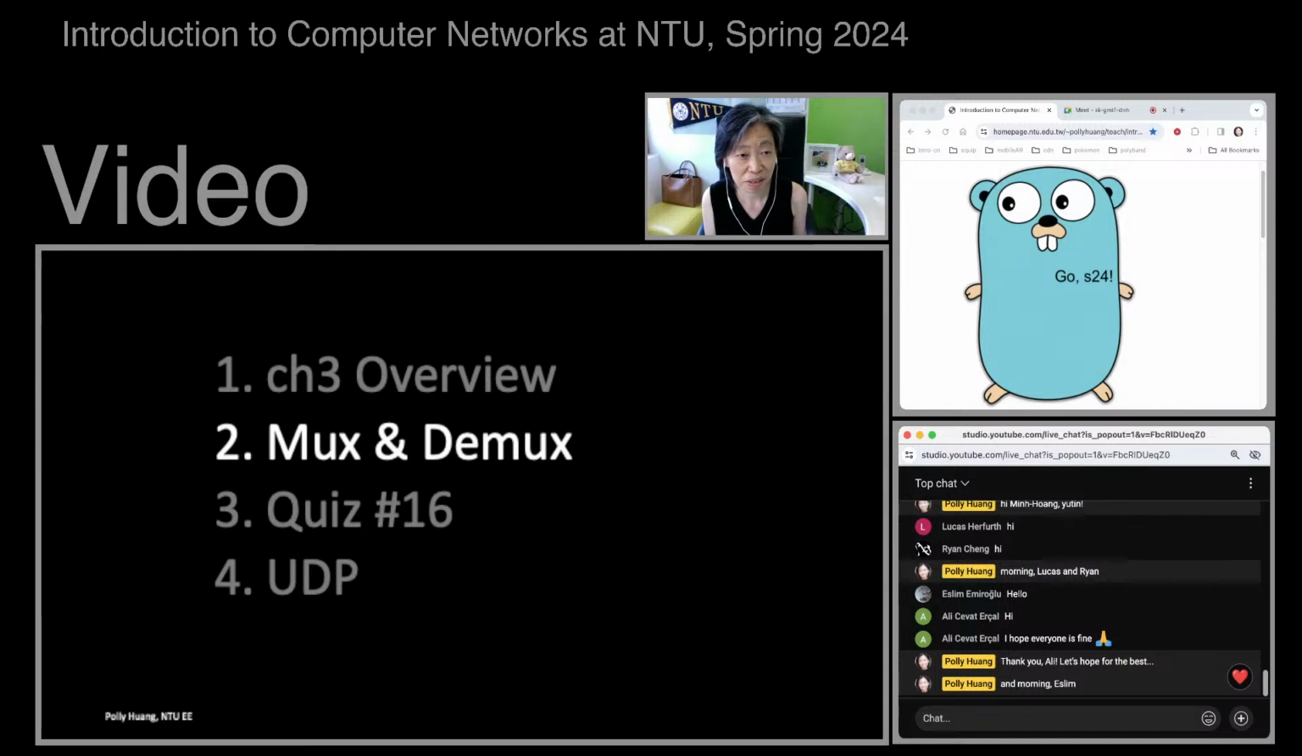All right, so that was the overview. Now we talk about the first function in the transport layer, multiplexing and demultiplexing. In this video, you will see what multiplexing and demultiplexing is about. And you want to pay attention because right after that, quiz 16 is coming.